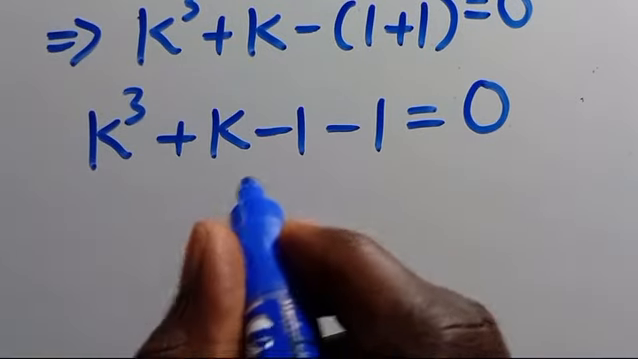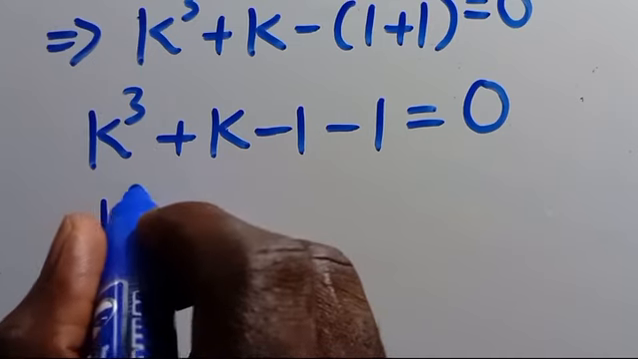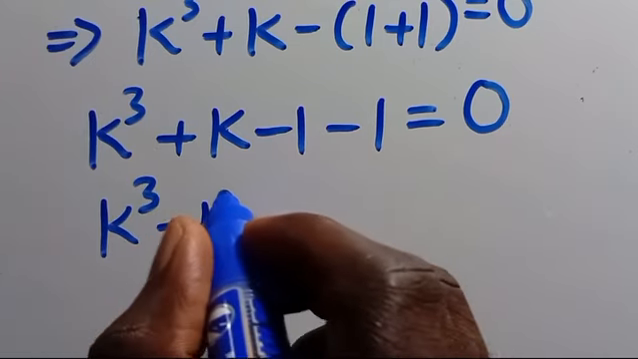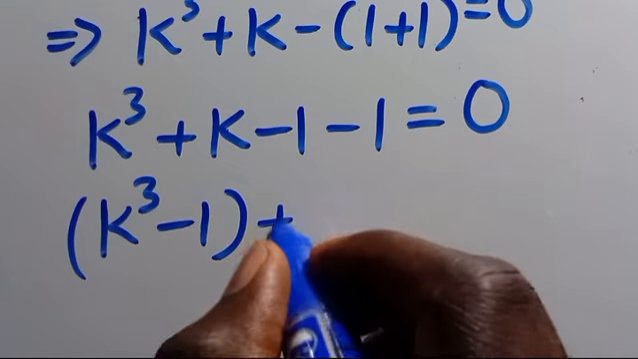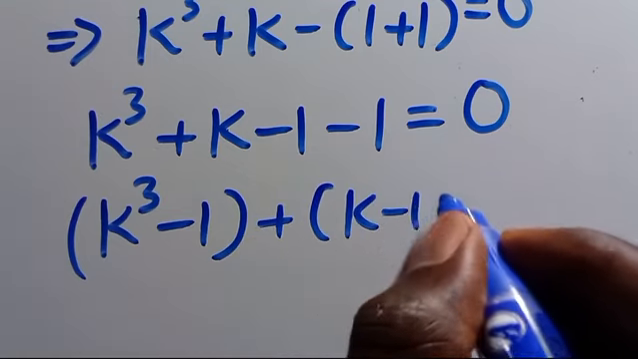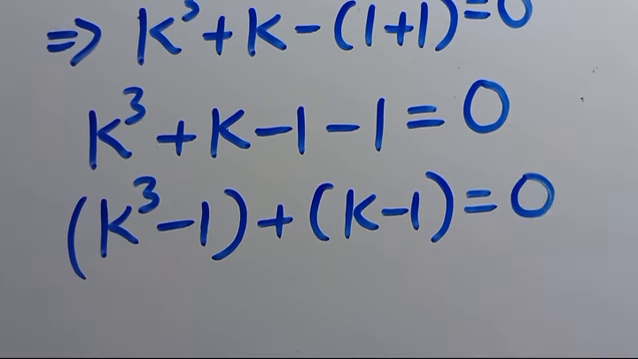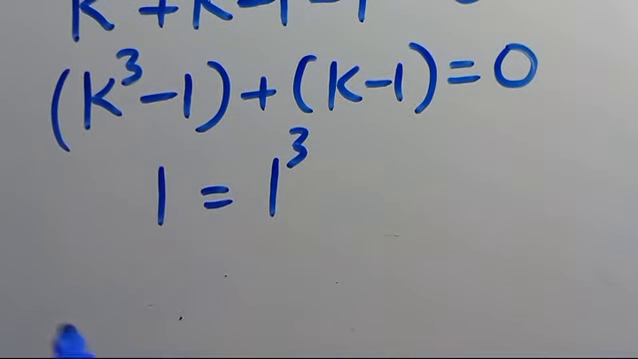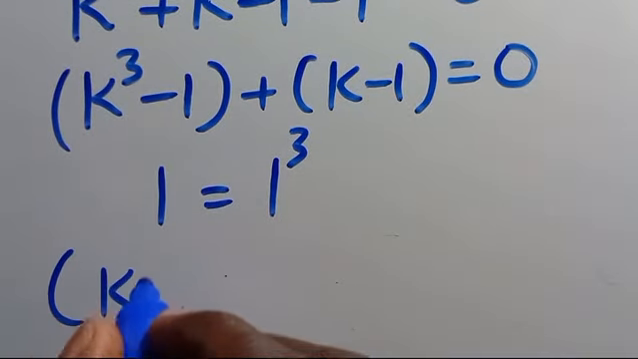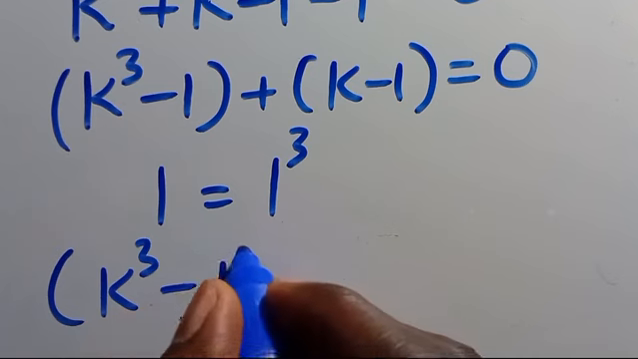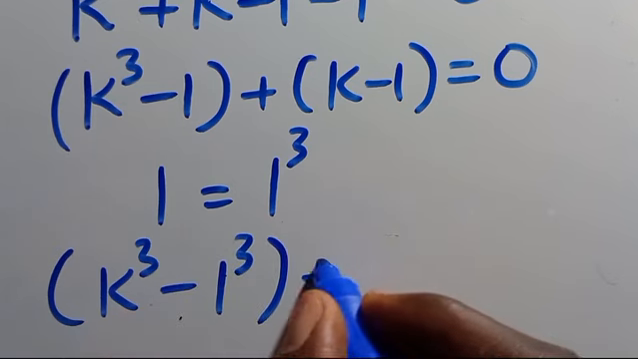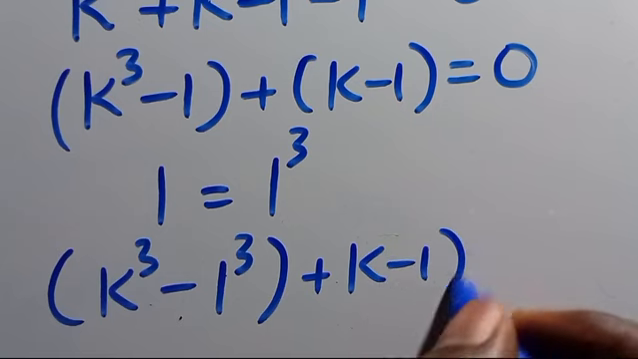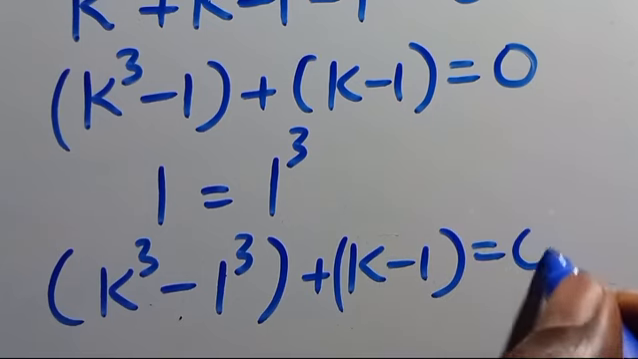So from here, let's regroup this as k to the power of 3 minus 1, plus, from here, k minus 1 equals 0. Recall that we can have 1 equal to 1 to the power of 3. So we have k to the power of 3 minus 1 to the power of 3, plus k minus 1 in parentheses, still equals 0.